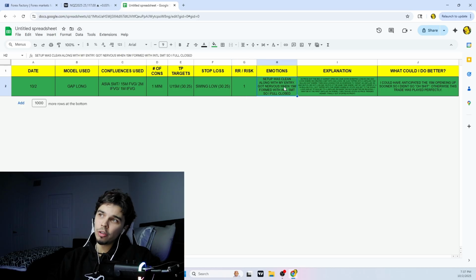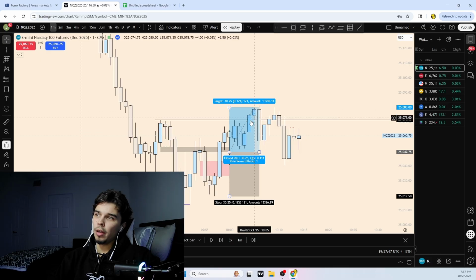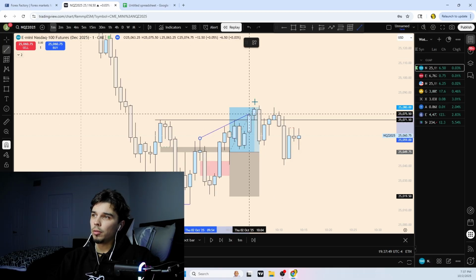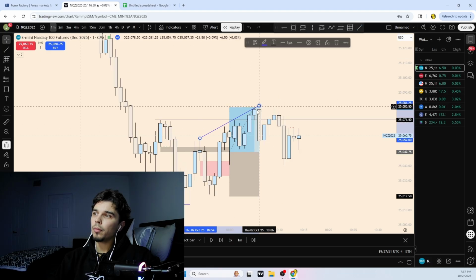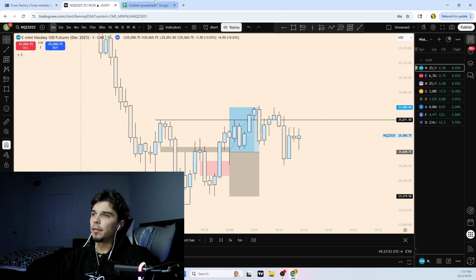What were my emotions during this trade? Well, I wrote setup was clean along with my entry. Got nervous when price hit the 15-minute and formed an internal SMT, so I full closed. And I actually full closed damn near right at the top right here. We had an SMT with this high that was created. All right, and then we ended up tapping into the 15-minute gap.